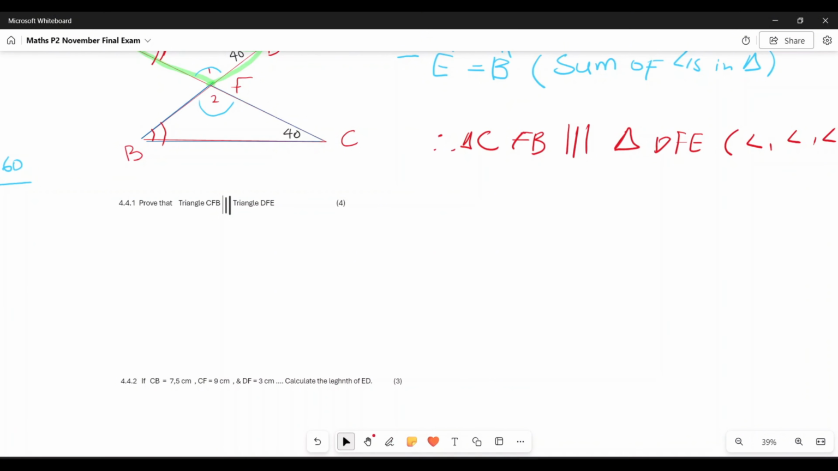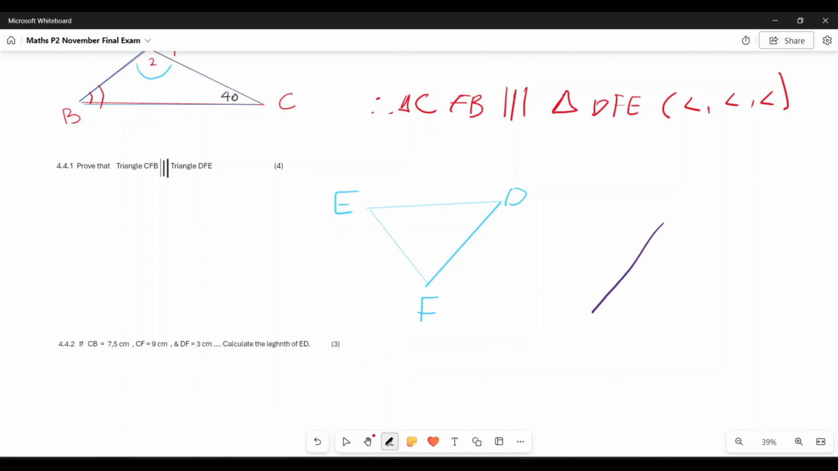Now, whenever I have these kinds of questions, I always try to separate my two triangles. So I'm going to draw them separately here, starting off with the small one. And now the big one. They're giving me the length from C to B as 7.5. They gave me the length from C to F as 9 centimeters. They also gave me the length from D to F as 3 centimeters. Now they want me to calculate the length from E to D.